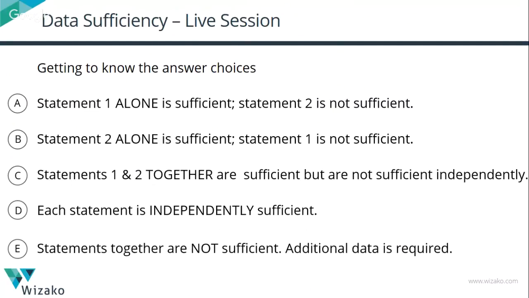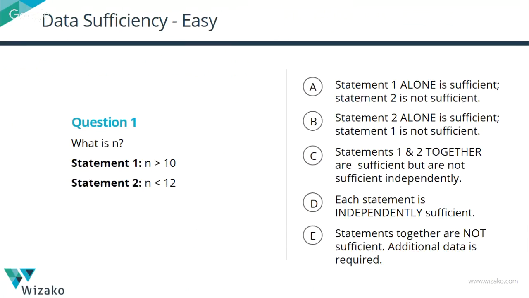Here are the answer choices. We'll get started with question 1. This is what question 1 is. What is N? Statement 1 says N is greater than 10 and statement 2 says N is less than 12. My suggestion is get clarity on what the question is. The question is what is N? We need to come up with a unique value for N. If I'm able to say N is equal to this one single number, then the data is sufficient.